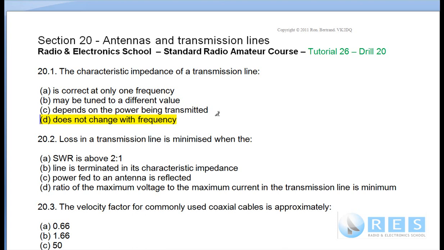20.2, loss in a transmission line is minimized when the line is terminated in its characteristic impedance. If you've got 50 ohm line, then the terminal impedance of the antenna ideally should be 50 ohms as well.